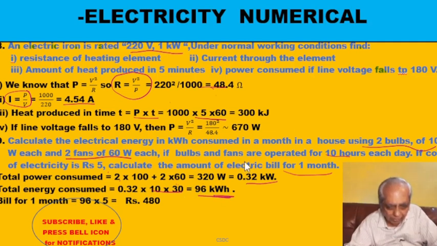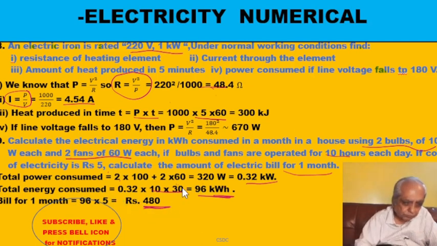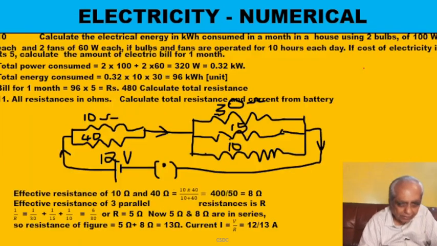Now bill is quite simple, 5 rupees per unit, kilowatt hour is per unit. So multiply these 96 units by the rate, you will get 480 rupees. So this is the bill. Okay. So note it down. Then we'll go to sum number 10.